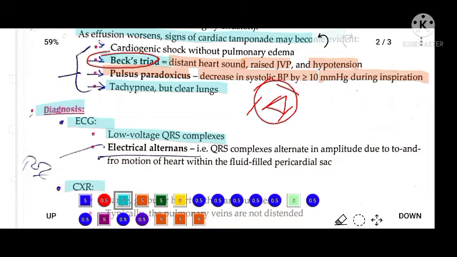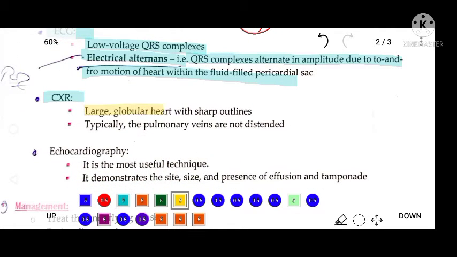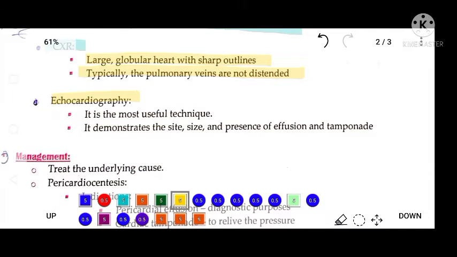ECG shows low voltage QRS complex and electrical alternans, which is QRS complexes alternating in amplitude due to the to-and-fro motion of the heart. Chest X-ray shows a large globular heart. Typically, pulmonary veins are not distended. Echocardiography is the most useful technique; it demonstrates the size and presence of effusion and the tamponade.